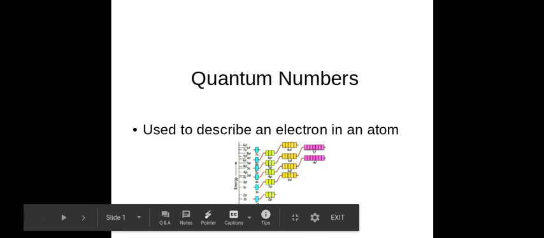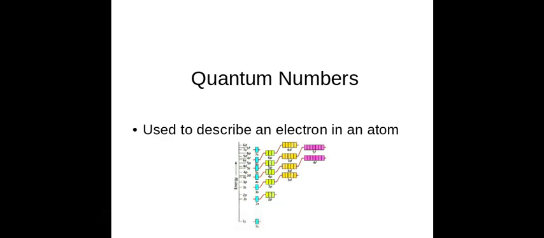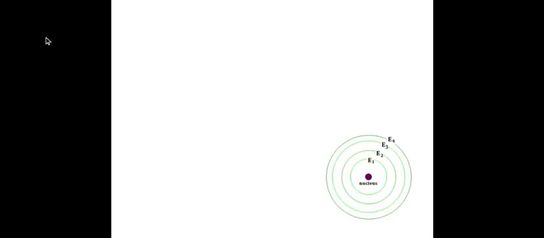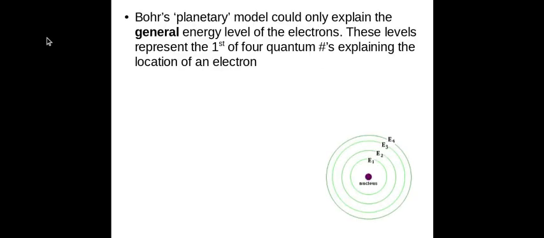Quantum numbers. We're going to use quantum numbers to describe an electron around an atom, in the position where it happens to be around an atom. Bohr's planetary model could only explain the general energy levels of the electron. The Bohr-Rutherford models that we know are able to describe in general what energy level the electrons are on, but they don't describe any more details than that.